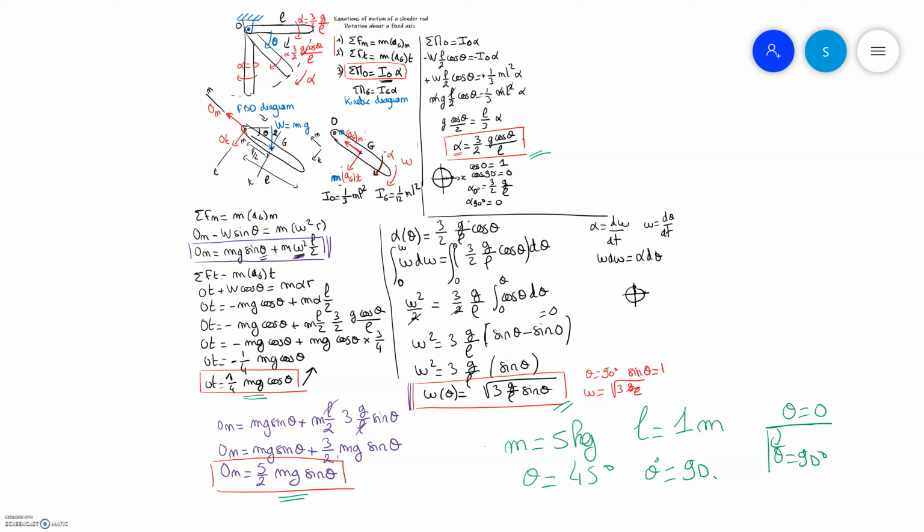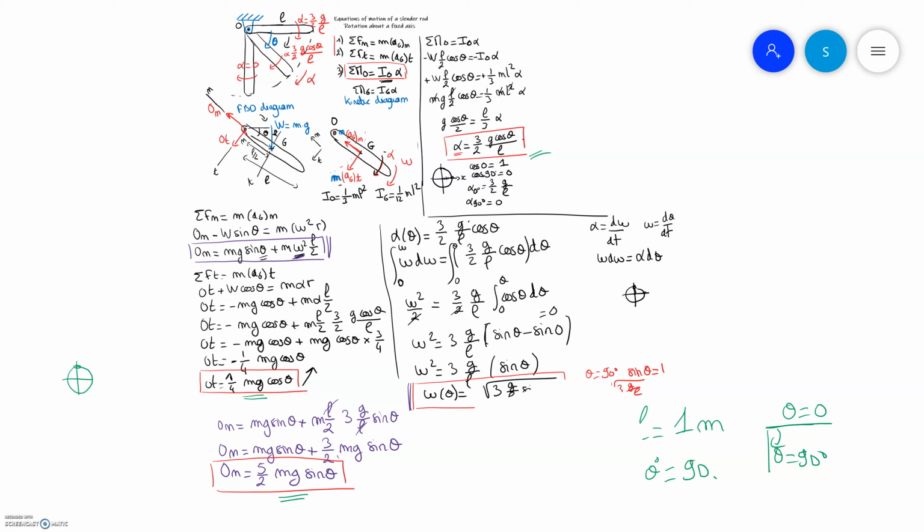For 90 degrees, for example, what makes sense is that your cosine is 0, so OT will be 0. It will be horizontal, that makes sense, and this one will be maximum. Yeah, those formulas make sense. So that's it for the demonstration for the slender rod. That was fun, right?